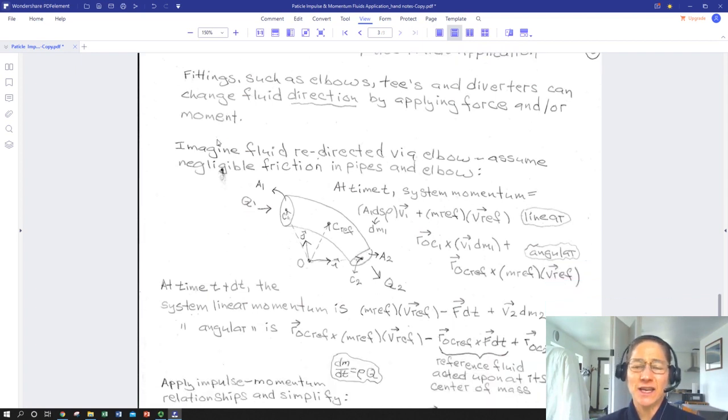Okay, so let's look at a couple of different directions, and let's look at the effect of moment. So let's look at a fluid this time that's being diverted. We're going to change not just its speed, but its direction. So we're going to look at a 2D problem. We've got an elbow, and the elbow has some kind of center of mass that we can define. We can look at the fluid-filled elbow. If we take the brass fitting or steel fitting away and just look at the water that filled it up, that's going to be our reference volume.